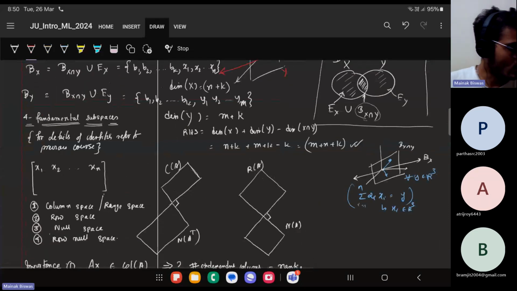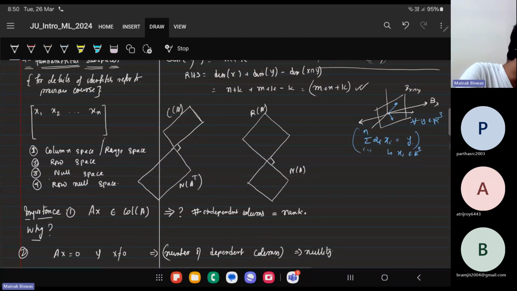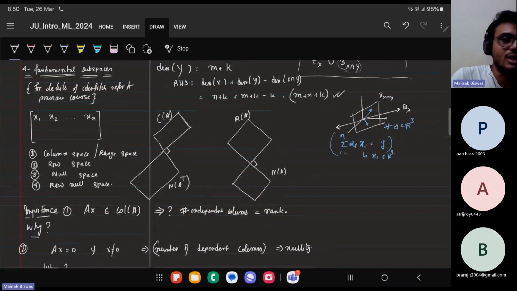Okay, so we'll now do what is known as the 4 fundamental subspaces, which is the central theme of machine learning and how we do matrix multiplications and so on. So why is it important to learn these, and what are these pictures? It will become gradually understandable to you.